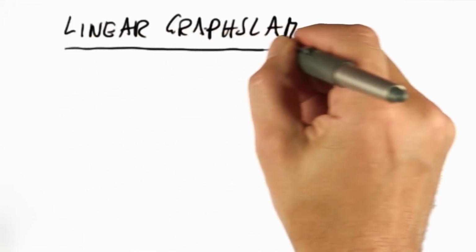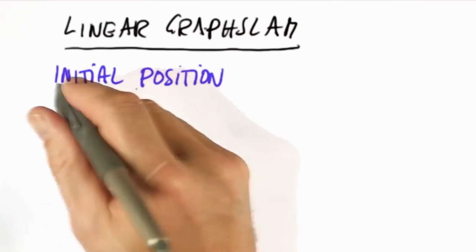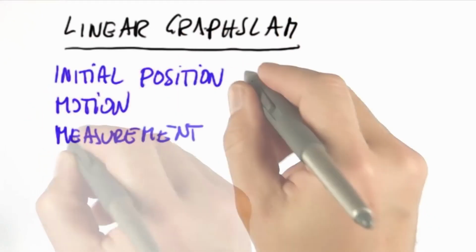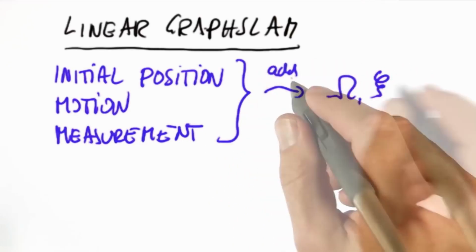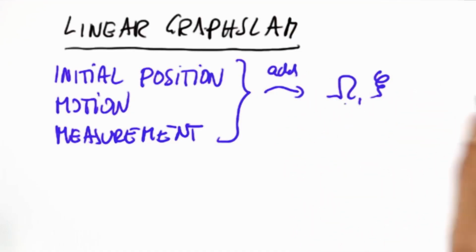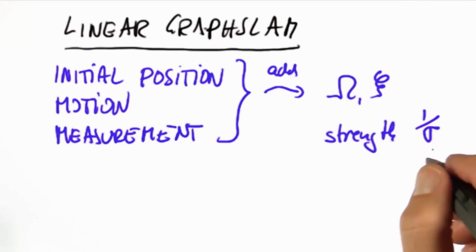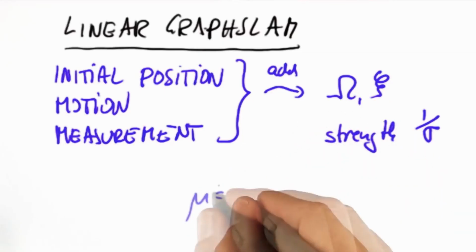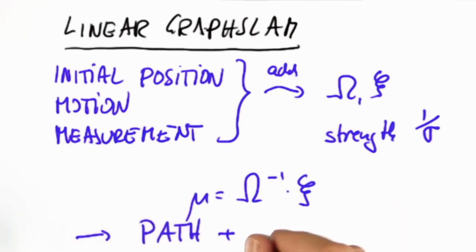So now we learned all about linear graph SLAM, and that's quite a bit. And it's really simple. Every time there's a constraint, initial position, motion, or measurement, we take this constraint and add something to omega and xi. And what we add is the constraint itself, but multiplied by a strength factor. There's nothing else but 1 over sigma, the uncertainty in motion or in measurements. And then when we're done with this adding, we simply calculate this guy. And out comes our best possible path along with the map of all the landmarks. Isn't that something? Isn't that really cool?